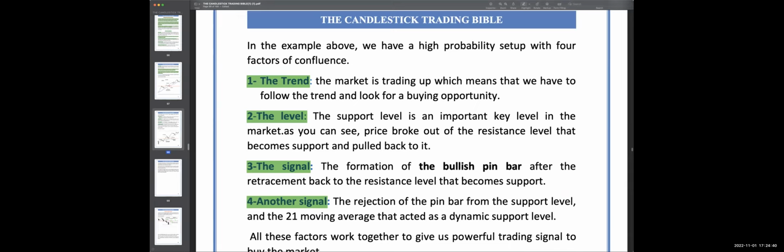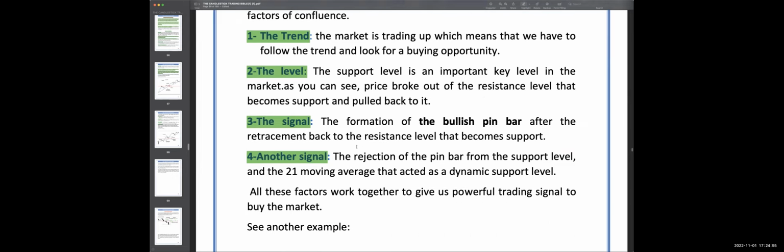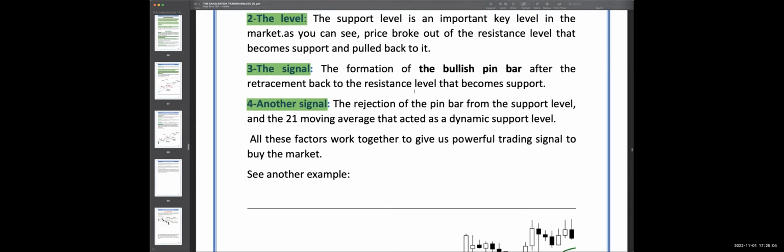The trend: the market is trending up, which means that we have to follow the trend and look for buys. The level: the support level is an important key level in the market. As you can see, price broke out of the resistance level that becomes support and pulled back to it. The formation of the bullish pin bar after the retracement back to the resistance level that becomes support, that's your signal. Another signal: the rejection of the pin bar from the support level and the 21 moving average that acted as a dynamic support.